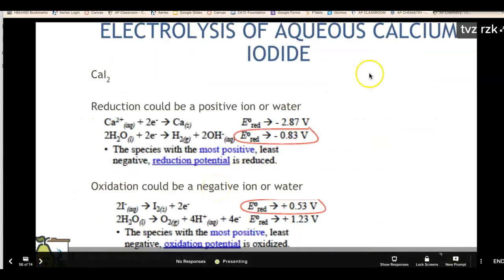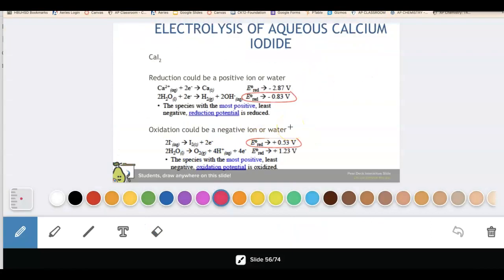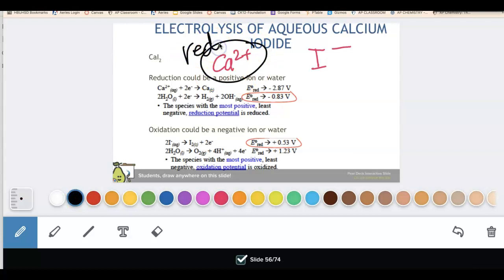Okay, so here we go. Calcium iodide. Now, before we even look down here, who will be reduced between calcium and iodide, and who will be oxidized between them? So calcium has lost 2 electrons. It is not going to lose any more electrons. So calcium has the potential to be the reduced species, but not oxidized. Now, iodine has gained electrons. It doesn't want to gain any more. So it won't be the thing that gets reduced. It will be the thing that gets oxidized.